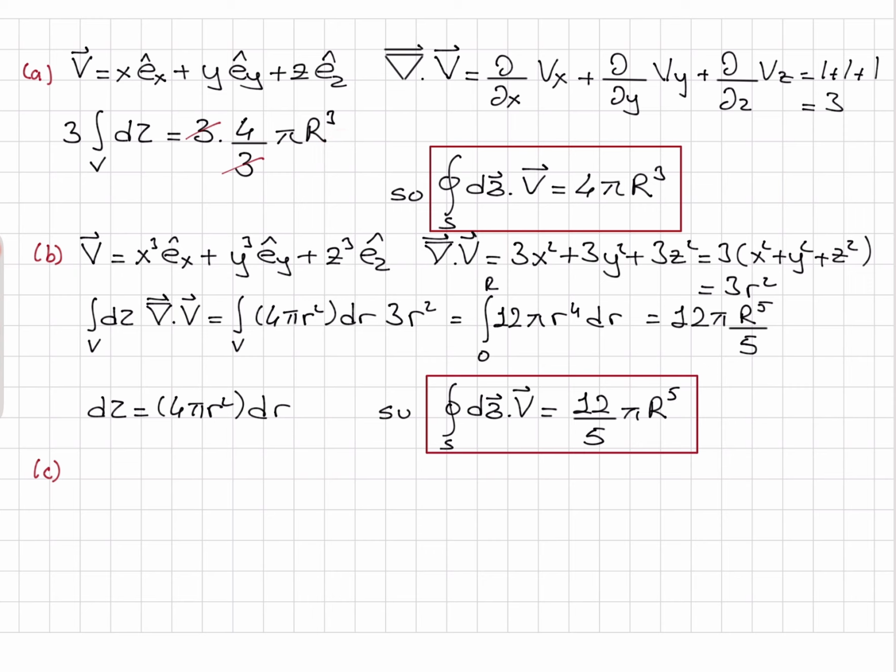And for x cubed, we have 3x squared, y cubed, 3y squared, z cubed, 3z squared, which is 3 times r squared, the radius squared, the radial distance from the origin. And for dτ, we can use 4π r squared dr, which is the surface area of a sphere multiplied by the differential displacement on the radial axis. With the divergence of V being 3r squared, this gives us 12π r to the fourth dr from 0 to capital R, 12π capital R to the fifth over 5. So that's our answer for part B.